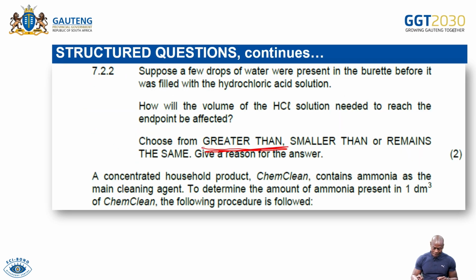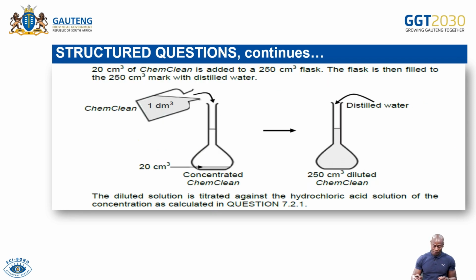Right, last question. A concentrated household product, ChemClean, contains ammonia as the main cleaning agent. To determine the amount of ammonia present in 1 cubic decimeter of ChemClean, the following procedure is followed. 20 cubic centimeters of ChemClean is added to a 250 cubic centimeters flask. Then the flask is filled to the 250 cubic centimeters mark with distilled water. Okay, so this is what they've done. Then the diluted solution is titrated against the hydrochloric acid solution of the concentration as calculated in question 7.2.1.